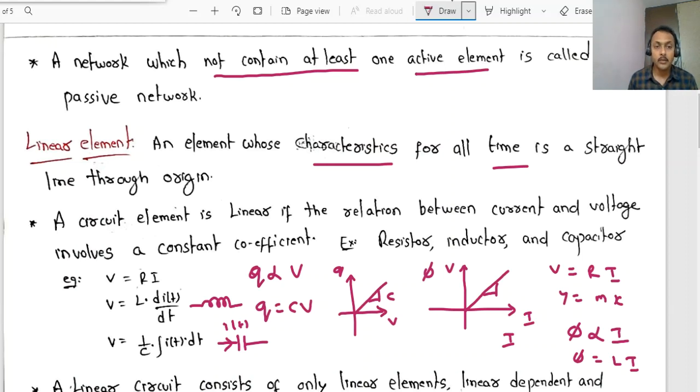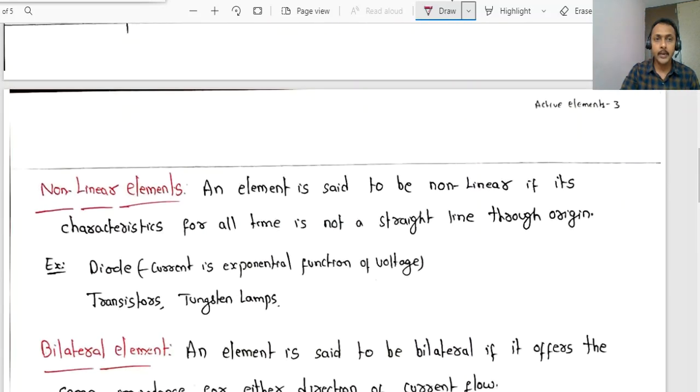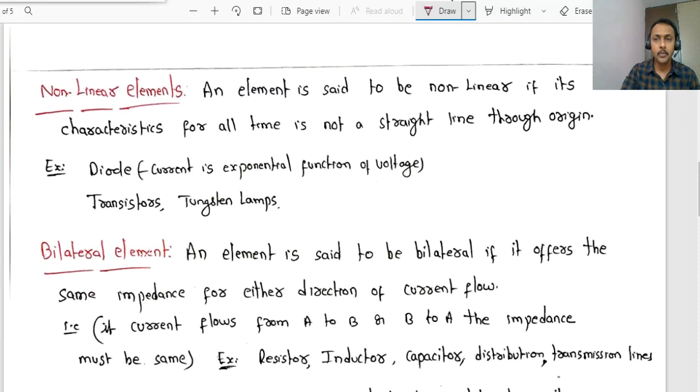So this resistor, inductor, and capacitor, we can consider as linear elements, and they involve a constant coefficient. In this context, it is R, L, and 1 by C, right? So these are the linear elements. Similarly, what about non-linear elements? An element is said to be non-linear if its characteristic for all time is not a straight line through the origin. Is not a straight line through the origin.